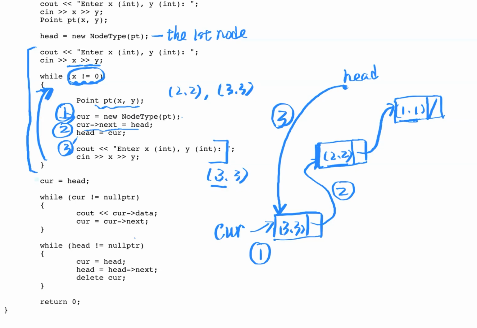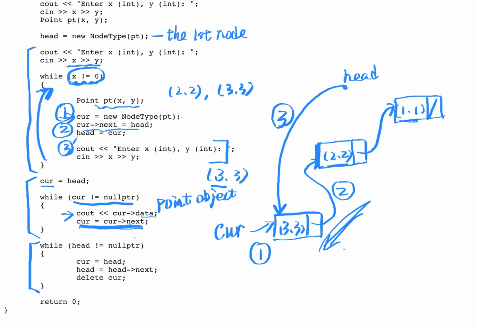And then we have the while loop. This while loop will print out all the points in the linked structure. So we need the current pointer. We don't move the head pointer. While the current is not a null pointer, we print out the data. This data is the point object. It's 1, 1, 2, 2, 3, 3 in this example. And then the current equal to current next. We always move current. We don't move head when we traverse the linked structure.